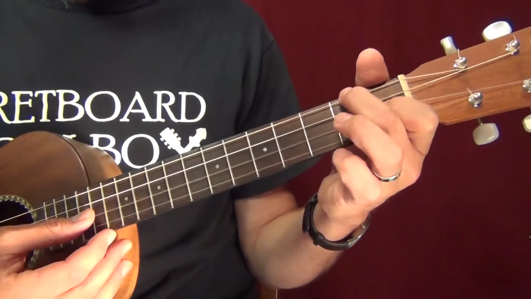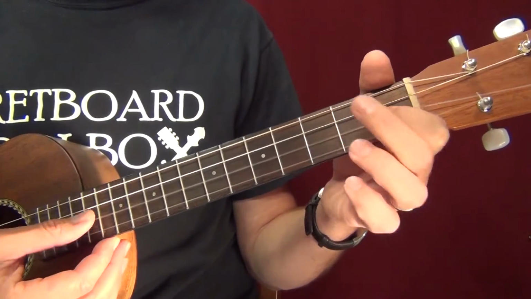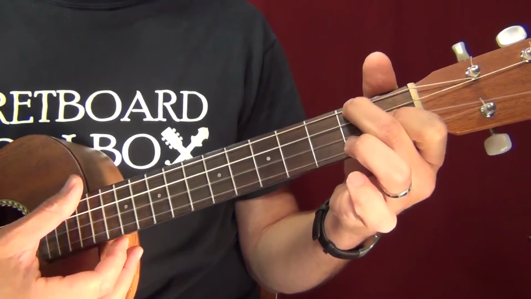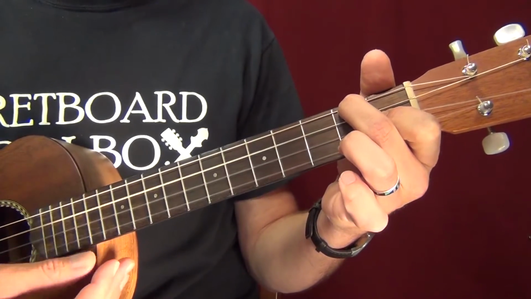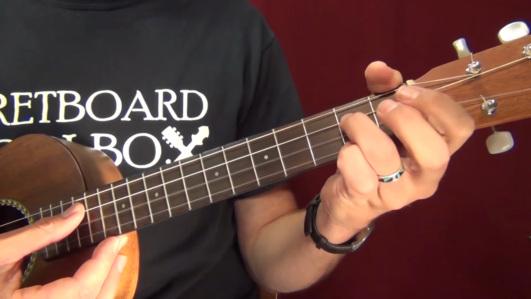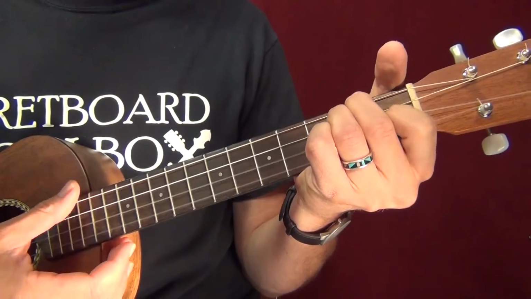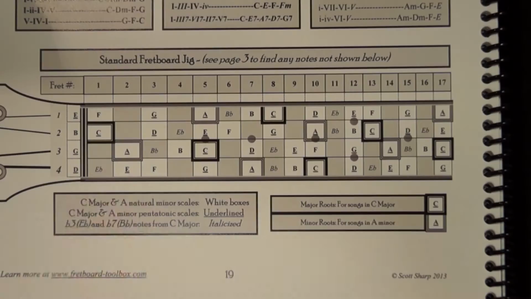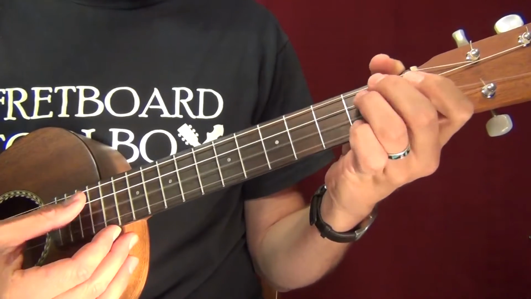So let's try that. So here's my C note. There's C, and then C, B, A. So I just played C, B, A to get to my A minor chord.